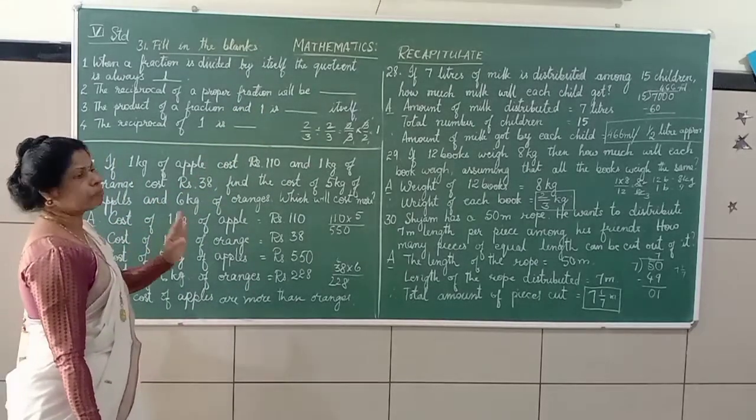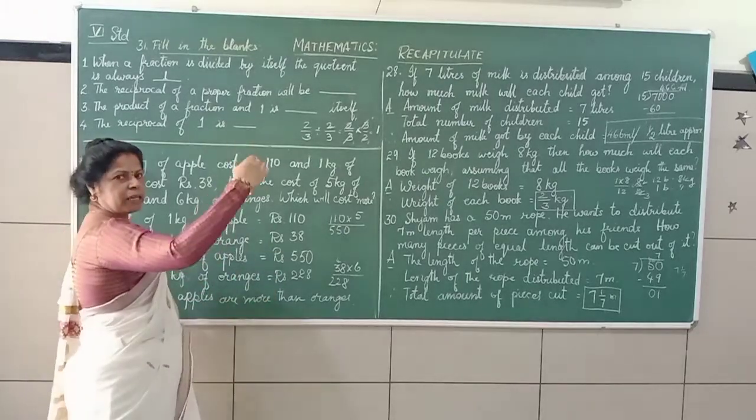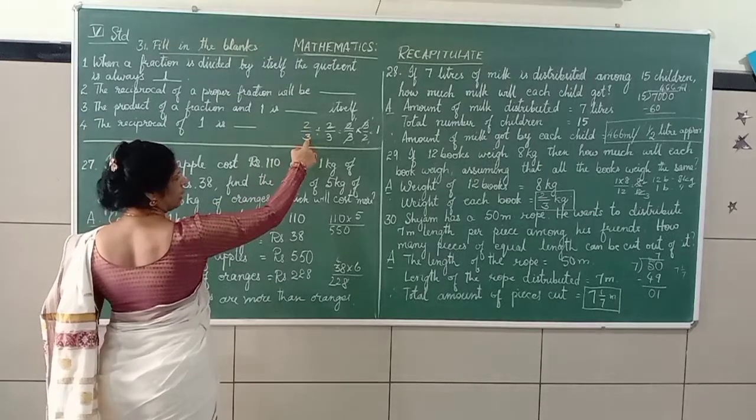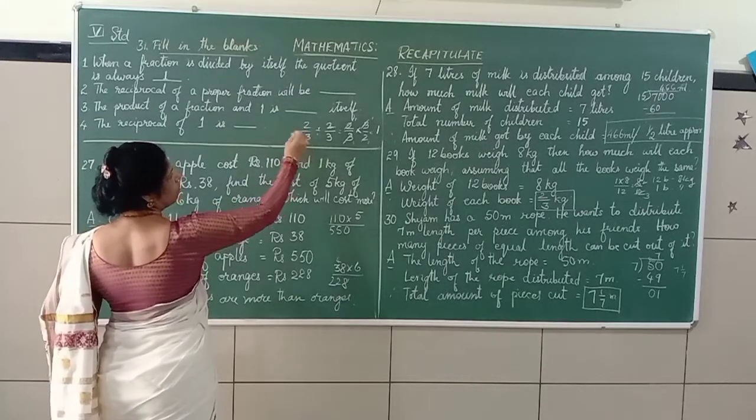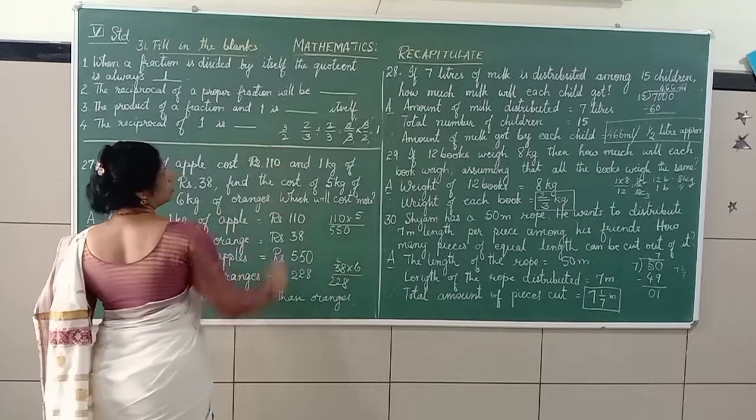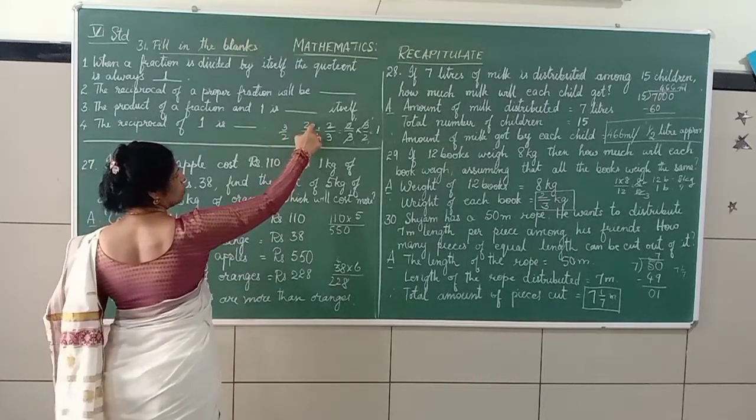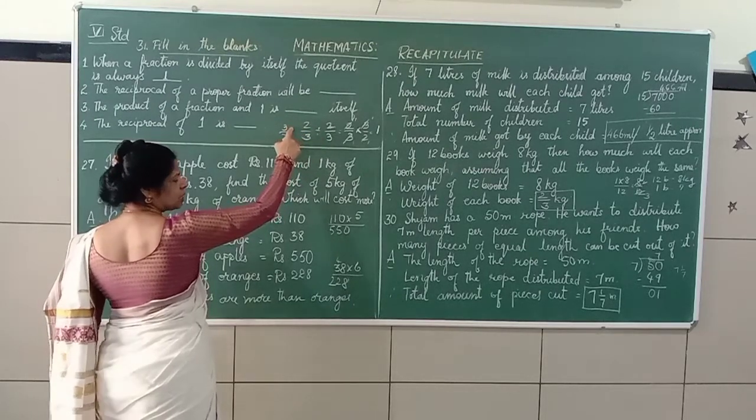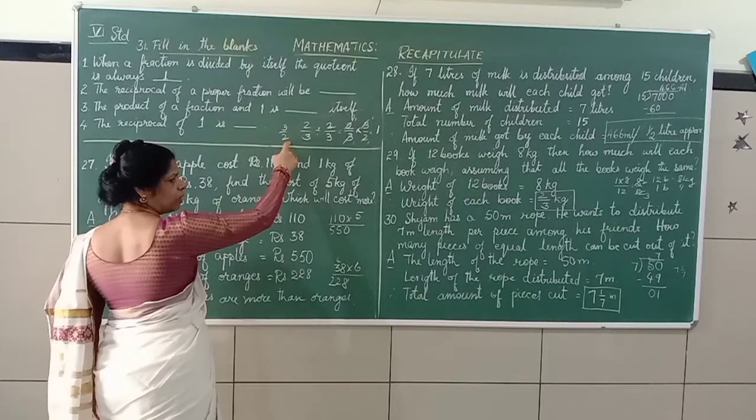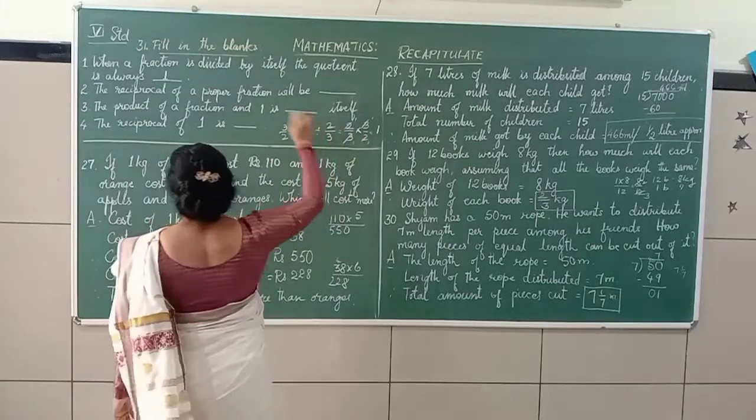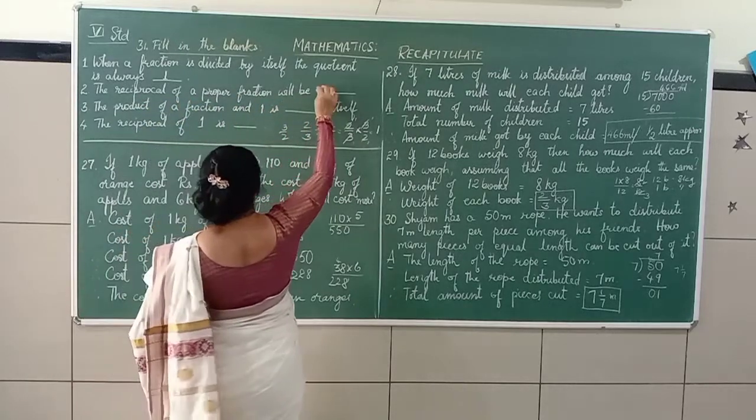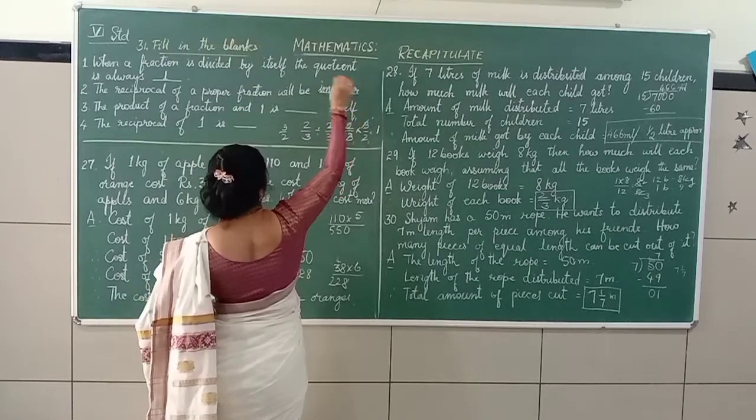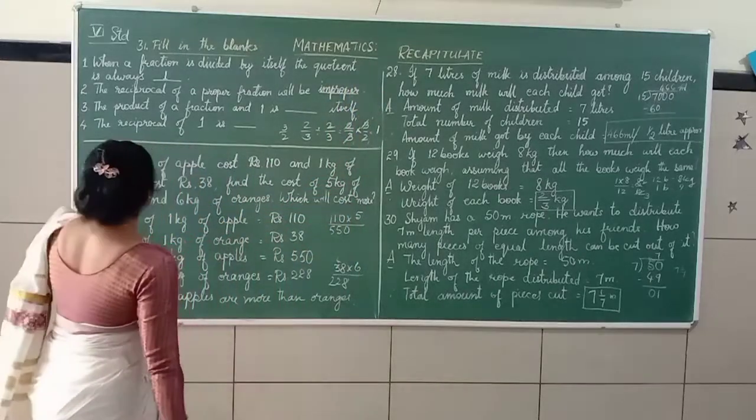Coming to the next one, the reciprocal of a proper fraction will be dash fraction. The reciprocal of a proper fraction. Proper fraction means numerator will be smaller than the denominator, isn't it? Again, the same example you can take, 2 by 3. So the reciprocal of 2 by 3 will be 3 by 2. What happened now? See, numerator here it was small, but what happened to the numerator here? Numerator became big. So when numerator is big and denominator is small, what is it called? It is called improper fraction. So the reciprocal of a proper fraction will be improper fraction. Understood?